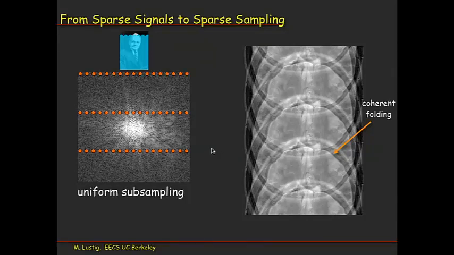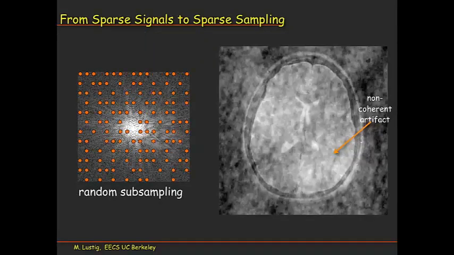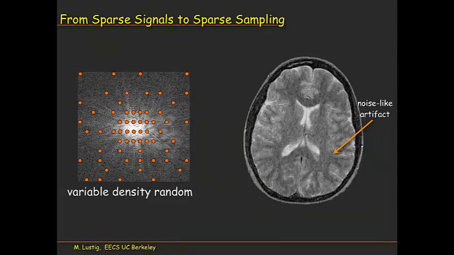Okay, maybe this is not the right way to go. What I'll do then is, what if I sample randomly? Sample randomly the frequency domain. Well, what I get is this image that is clouded by this kind of non-coherent aliasing artifacts. So it's getting close, but still not it. What if instead I go, let's say, for a variable density random sampling? Okay, so now, look carefully, I've got the image, but now the image is corrupted by this noise-like artifact, noise-like aliasing. Okay?